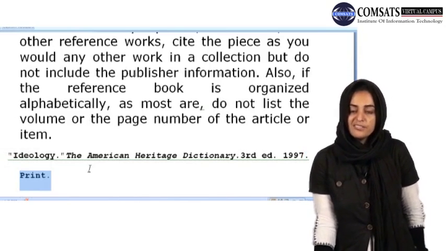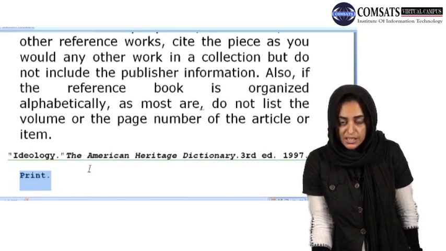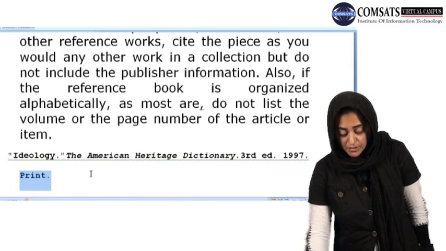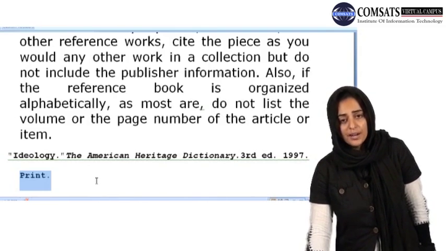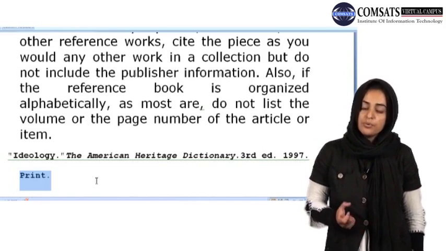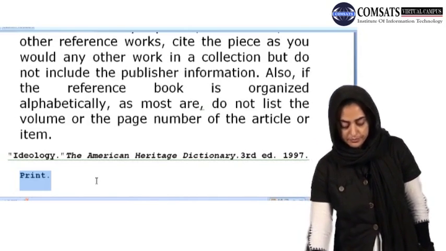Dear students, here you can see on the screen that the publisher name is missing. You do not need to give the name of the publisher here. You do not find page numbers in this example as well, as they are not required, because the information is already alphabetically arranged in a reference book, an encyclopedia, a dictionary.